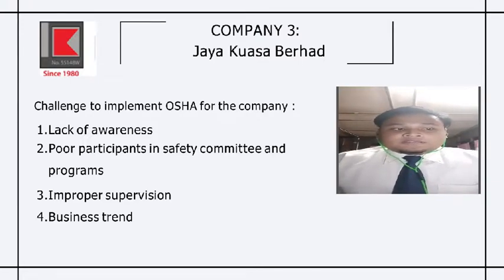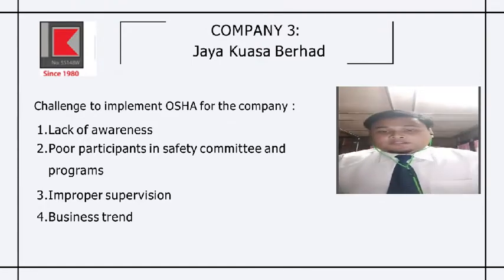So the third one is the improper supervision due to the poor coordination among the practitioners, inadequate management skills, and lack of motivation among the supervisors. And the last one is the business strength, where the company reduced the number of maintenance for the machines, and they bought cheap PPE in order to make some profit.